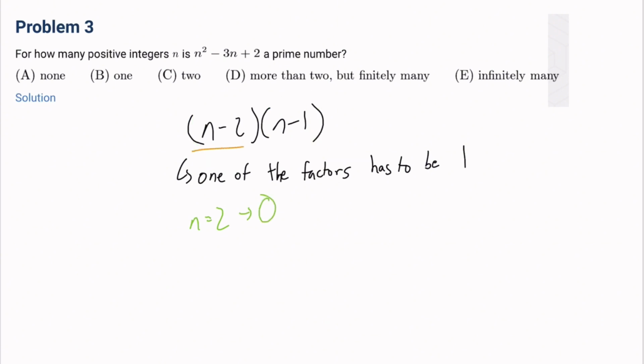And then if this is 1, n is equal to 3, so that will make this 1 and this 2, right? So that will make it 2. And 0 is not a prime number, so this is out. But 2 is a prime number, so that is okay. And so we only have one positive integer n, which is 3. So the answer is B.